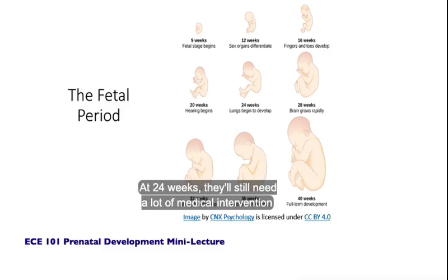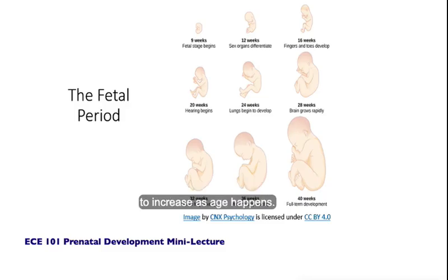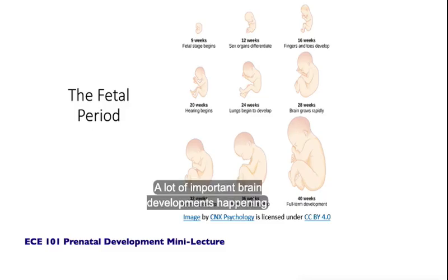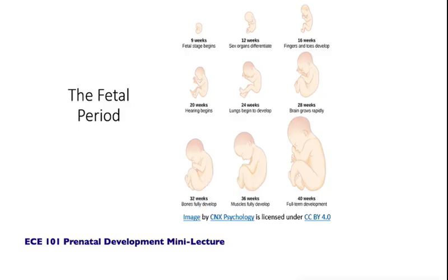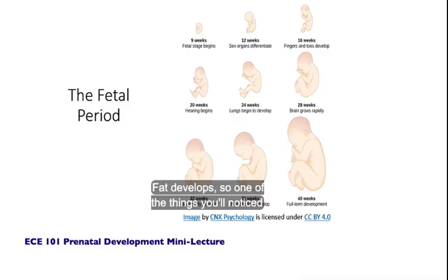At 24 weeks, they'll still need a lot of medical intervention, but if they're born early, their chances of survival start to increase as age increases. A lot of important brain development is happening at this period. Fat develops. One of the things you'll notice with premature babies is they look pretty skinny and scrawny compared to a full-term baby, because fat is one of the things that happens in the last weeks of pregnancy.